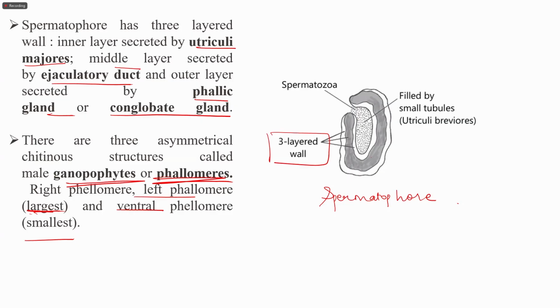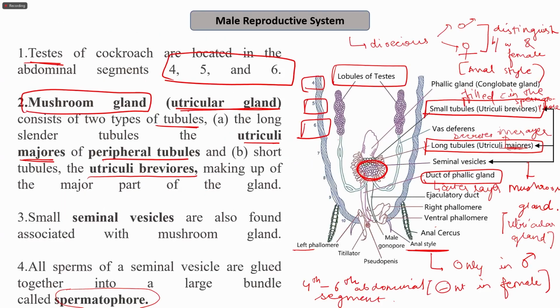The right phallomere, left phallomere, titillators, pseudopenis, etc. are all part of the external genitalia. Understood? So this is the structure of the male reproductive system, where the mature sperms formed by the testes are conducted by the vas deferens. The vas deferens helps in the conduction of the mature sperm from the testes into the seminal vesicle.